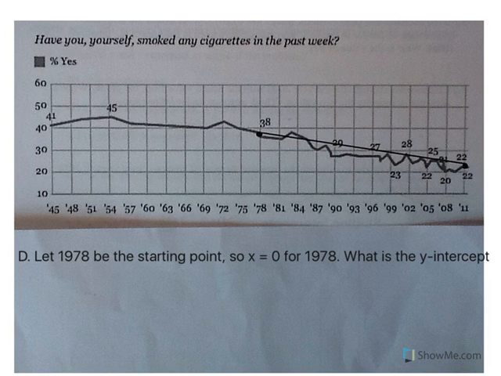All right, so let 1978 be the starting point. When it says that, it means let's draw a new y-axis right through 1978. So we're saying that this has an x value of 0. So 1978 means x is 0. That means the y-intercept would be 38, because that's where it crosses the graph.